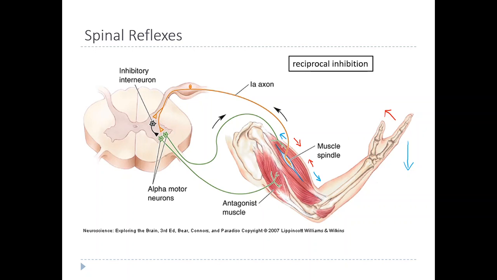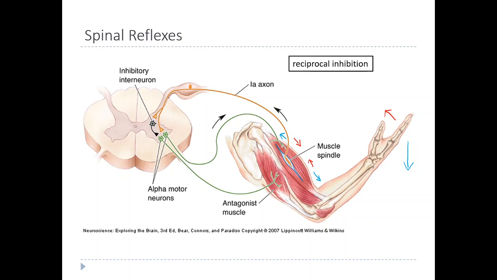So these 1A axons also have collaterals that communicate with inhibitory interneurons for the antagonist muscle. So in this case, when the biceps muscle is contracted, or when the muscle spindle in the biceps is activated, that activates the motor neuron for the biceps, but it inhibits the motor neuron for the triceps, which is the antagonist of the biceps. So that just makes sure that the triceps muscle and the other extensor muscles in the arm are relaxed, so that the arm can go through flexion.